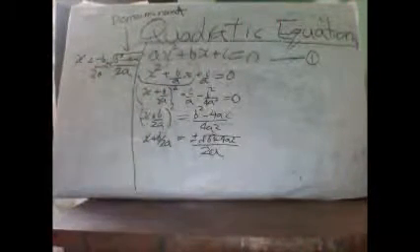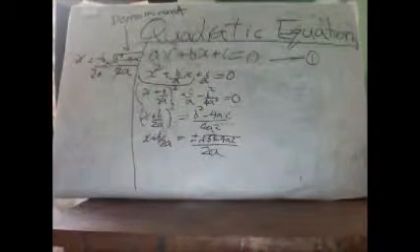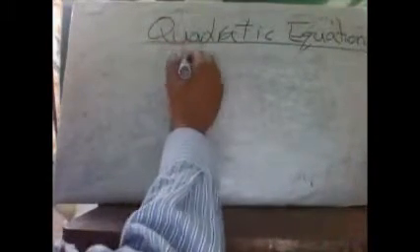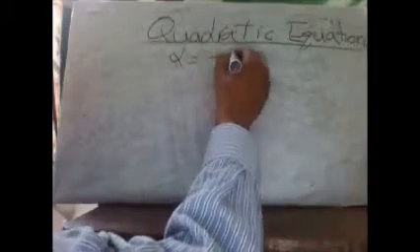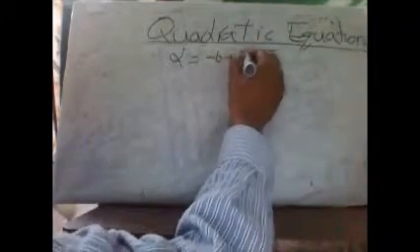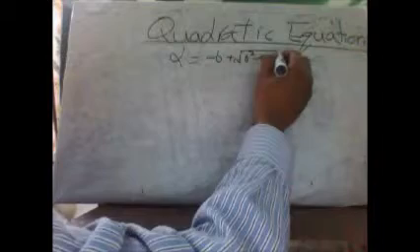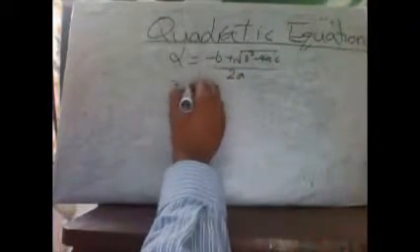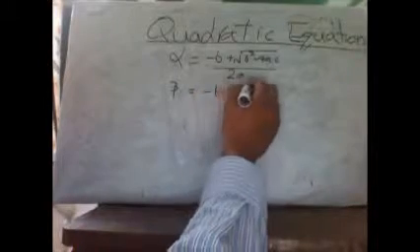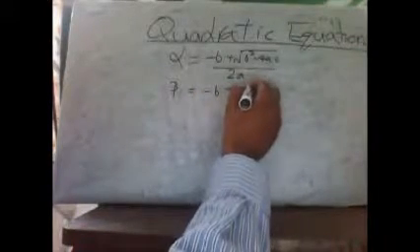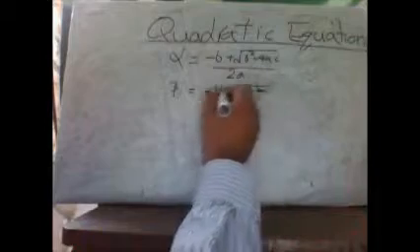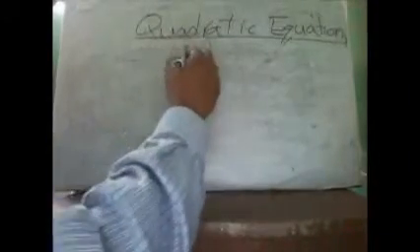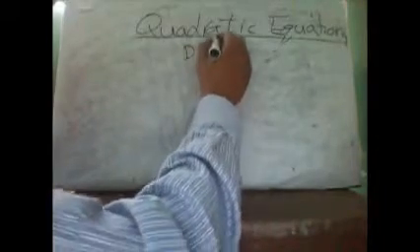The value of discriminant is useful for us to decide the nature of roots. From here we observe that the value of alpha is equal to minus b plus root b square minus 4ac upon 2a, and the value of beta is equal to minus b minus root b square minus 4ac upon 2a. So we have the value of D is equal to b square minus 4ac.